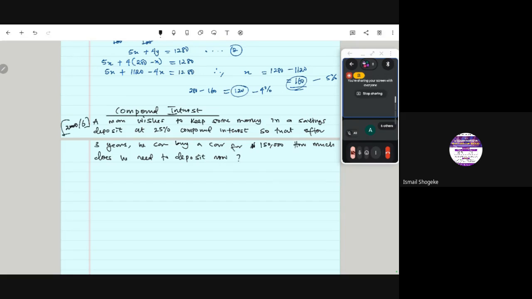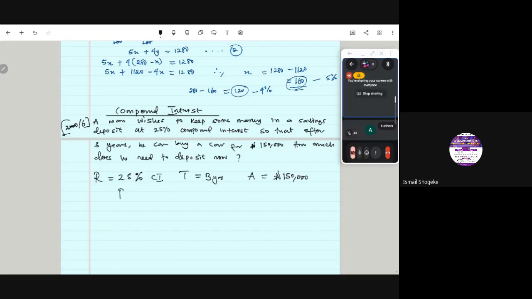Now let's write out our parameters before you guys even know the formula we're supposed to use. Let's write our parameters. Now, what's the difference between compound interest and simple interest? You see it now. So a man wishes to keep some money in a savings deposit at the rate, that's the rate, that's 25%. But don't forget that it's compound interest, not simple interest. So that after 3 years, that's the time, number of years, 3 years, he can buy a car for, that's the amount he wants to buy the car, 150,000. How much does he need to deposit now?